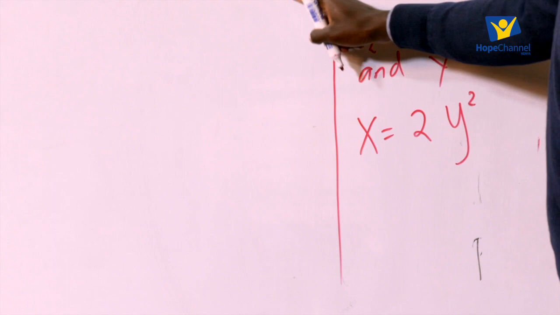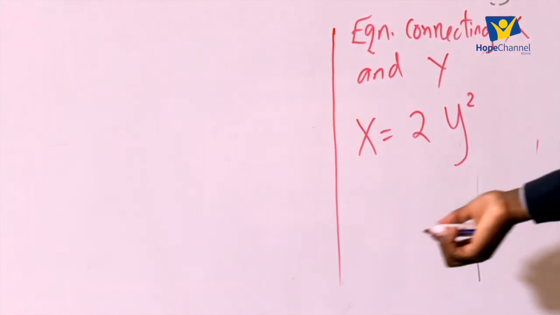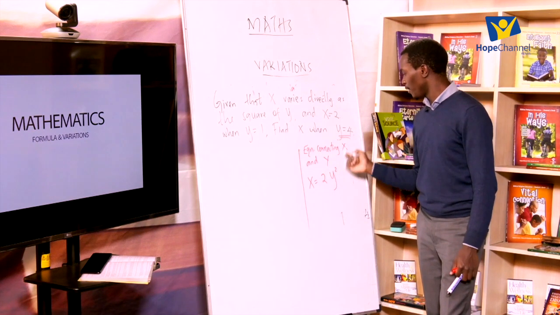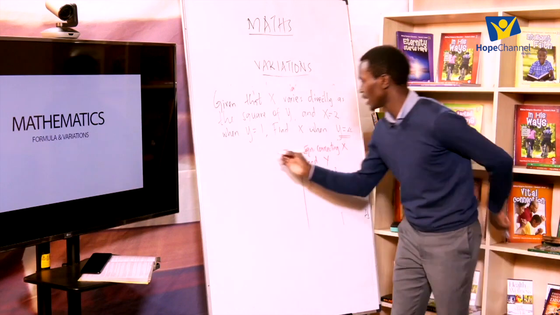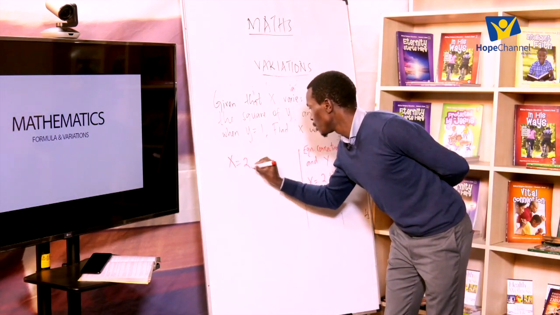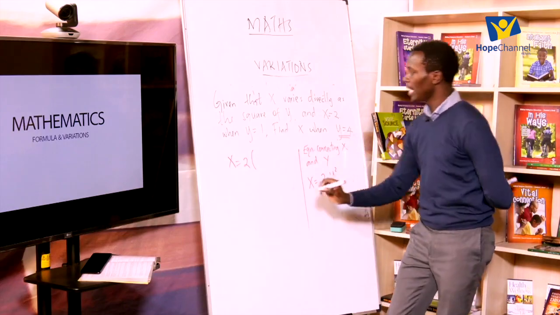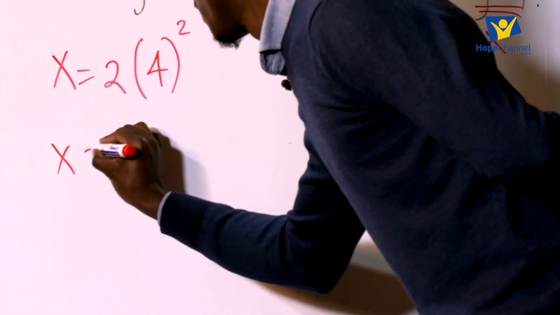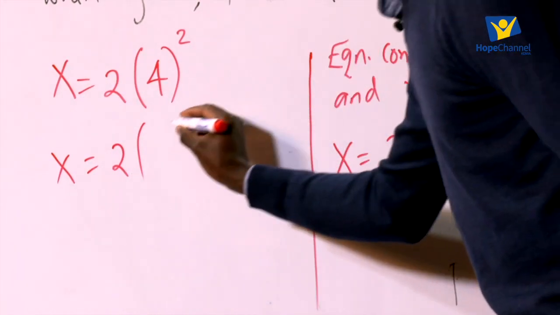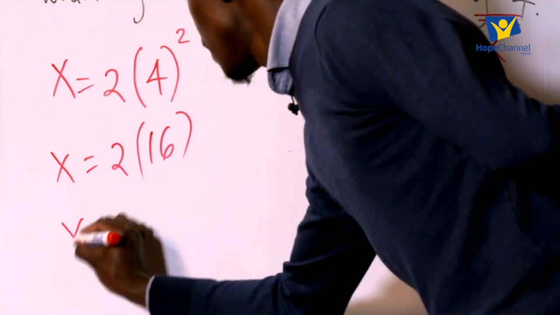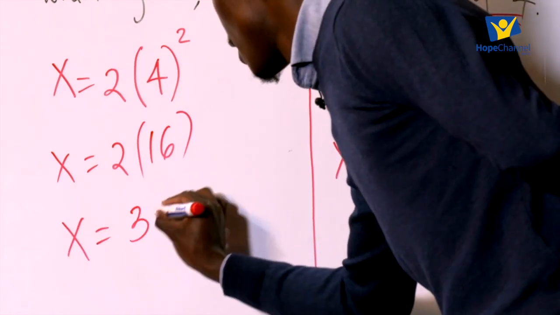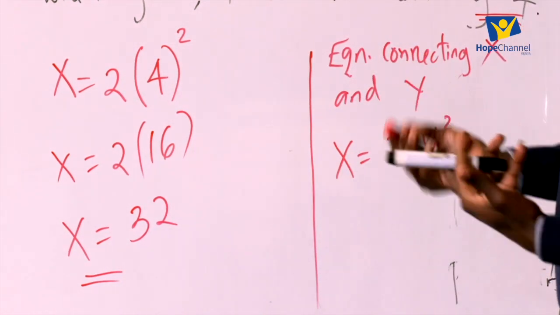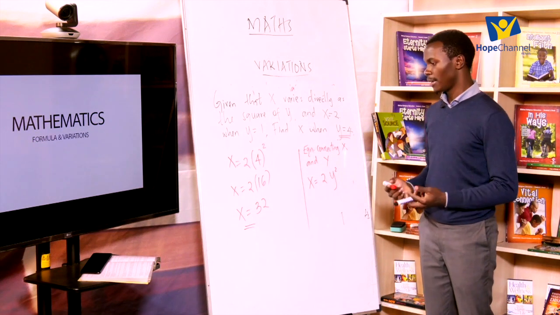Find x when y is equal to 4. This requires us to substitute y with 4, so that we can get x. So x is equal to 2 into 4 squared. 4 squared is 16, and 16 times 2 is 32. So x is 32. That is an example to show direct variation. It is a very simple one.